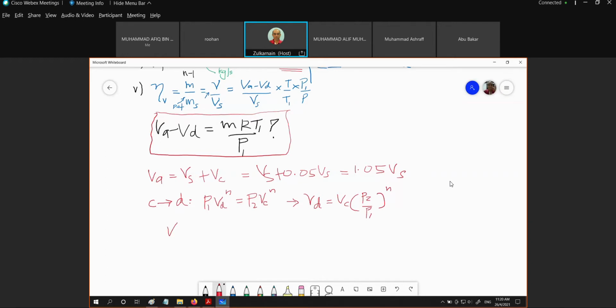And we put the VC in terms of VS. This P2 is 720 divided by P1, where P1 is 97, and this n is 1.3. What is that?